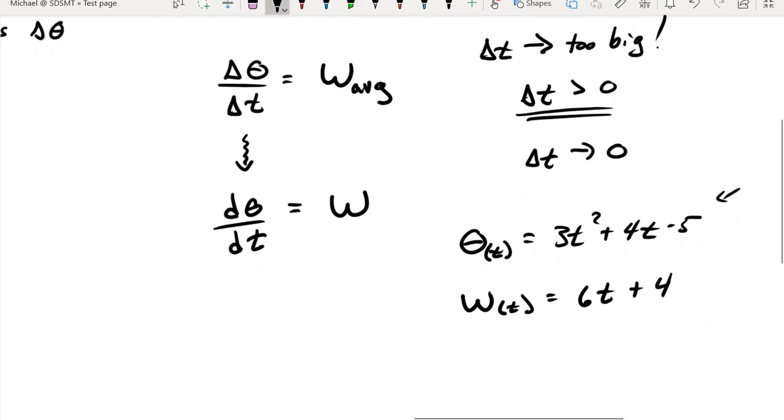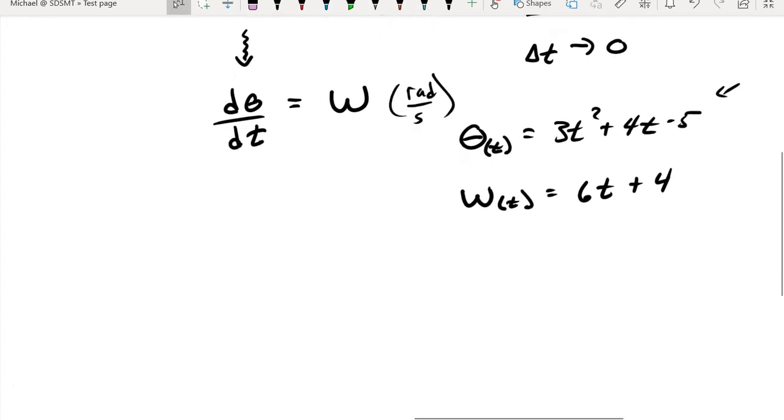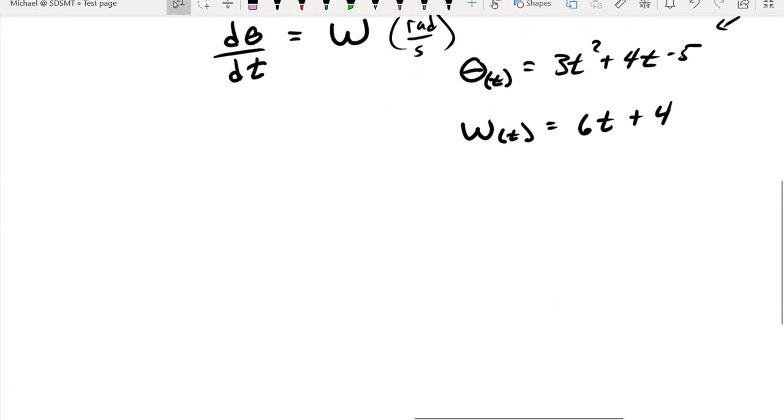The units for angular velocity: we already have units of radians for the delta theta. Time is still going to be in seconds, and so we have radians per second for the units of angular velocity. And that leaves us with one more definition. What comes after velocity? Well, acceleration. But as we said, word of the day is angular.